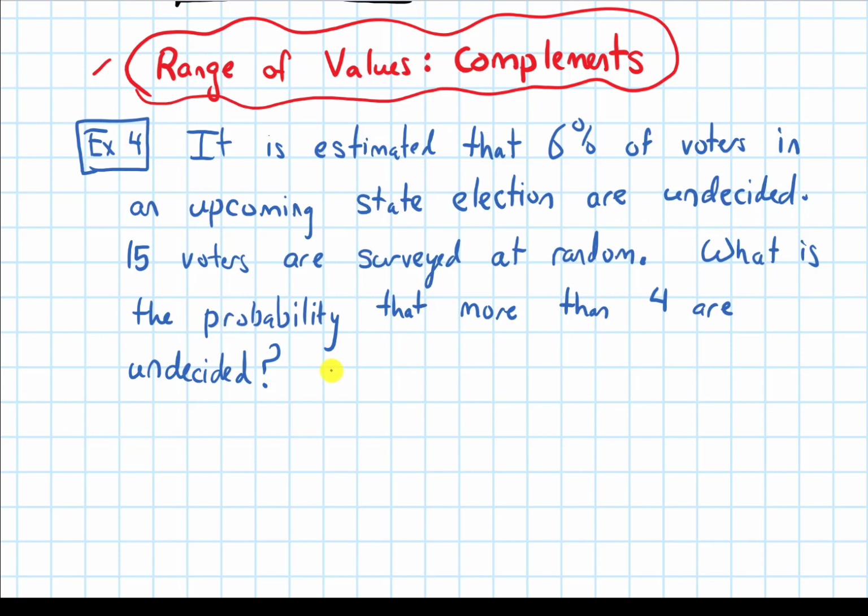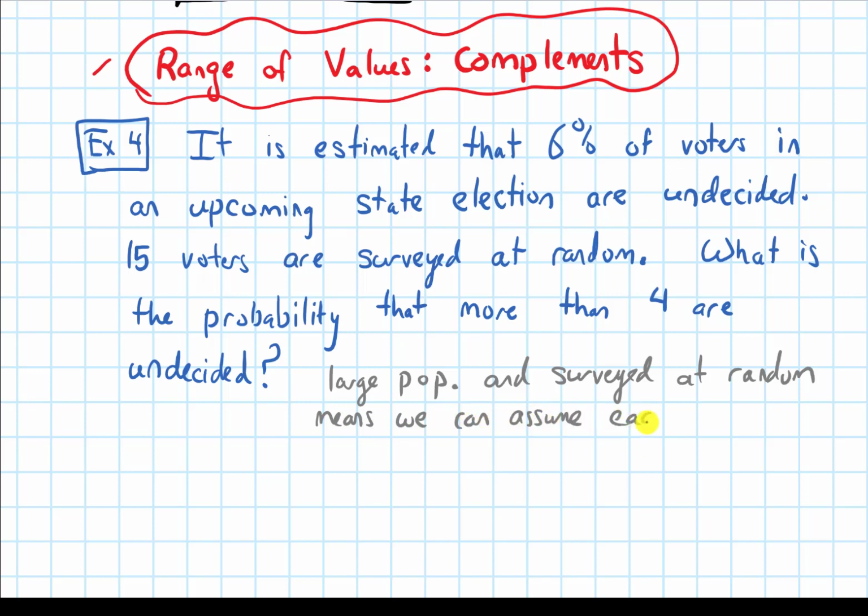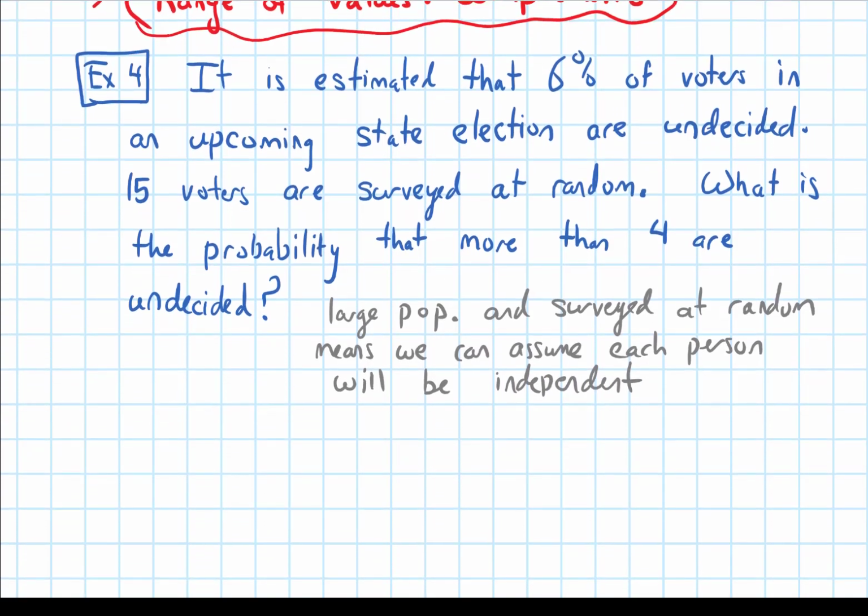Because this question says that there is a large population, I'm just going to say large pop. So large pop and the fact that it is surveyed at random means we can assume that each person who is surveyed will be independent. Alrighty, so that we are going to end up taking for granted.